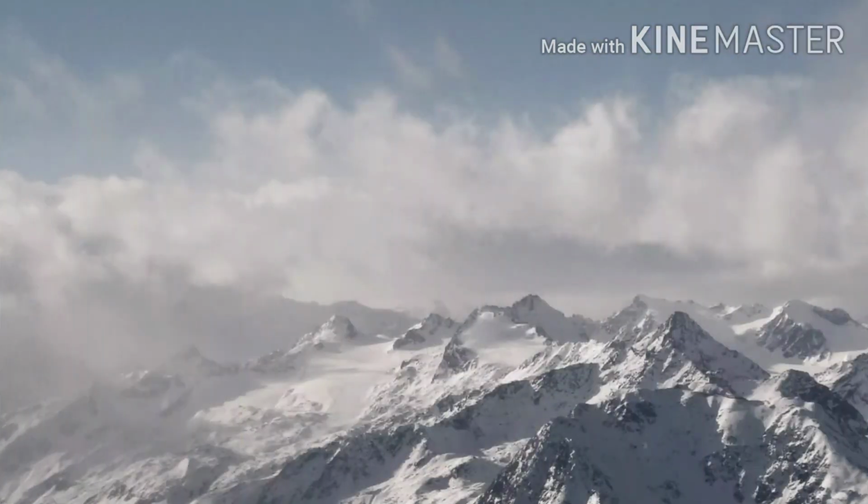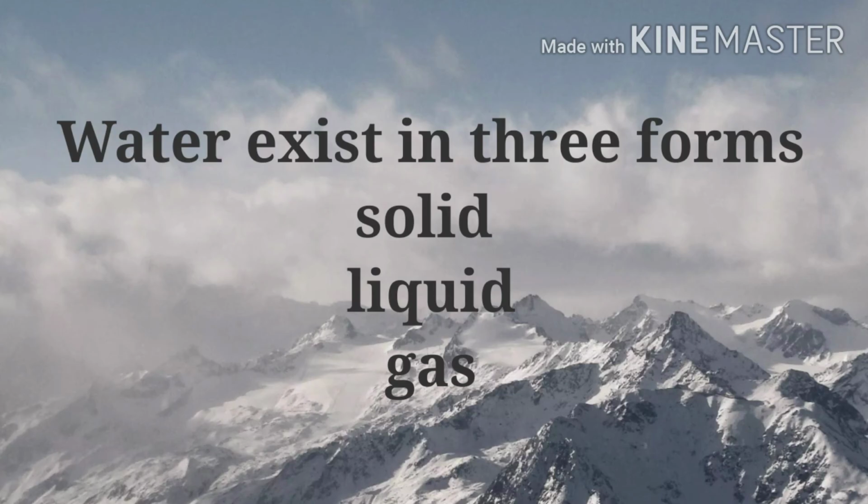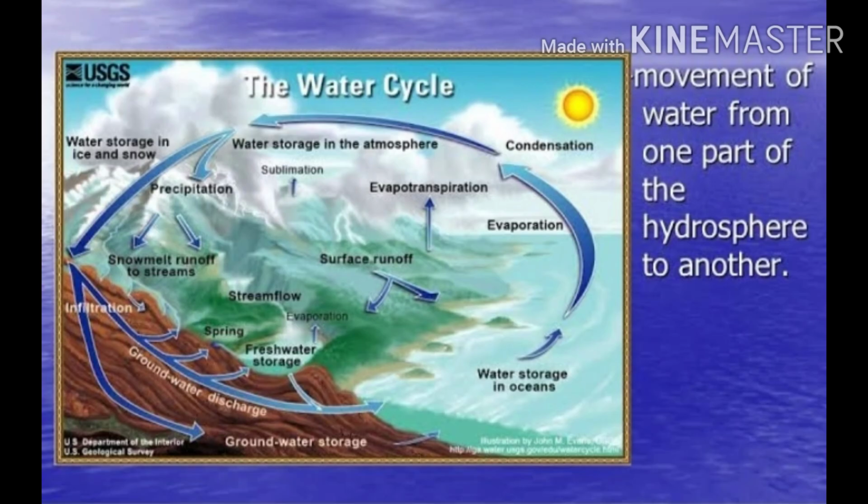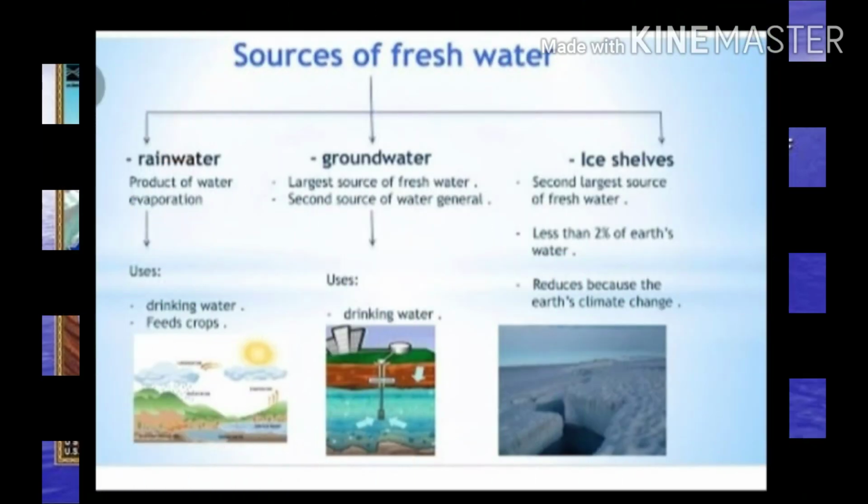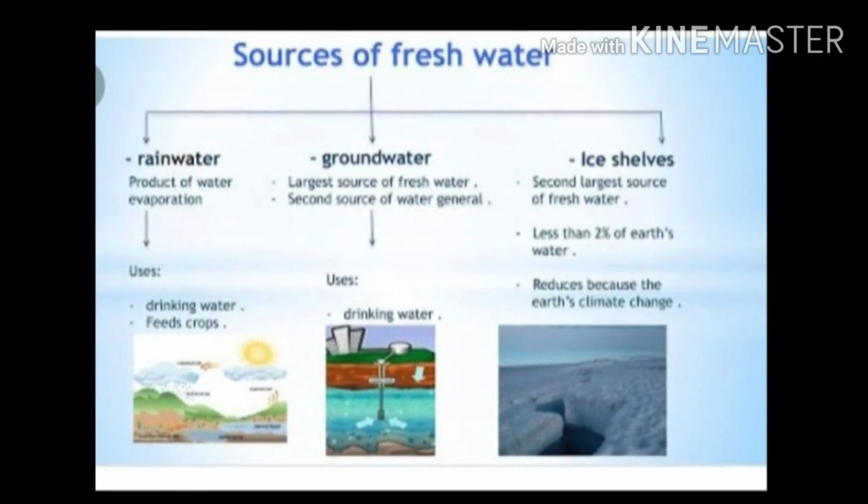As you know, water exists in three forms: solid, liquid and gas. Solid in the form of snow, liquid in the form of water in rivers and oceans, and gas in the form of water vapor in the air. We cannot drink the salty water found in the oceans or seas. So the only thing that remains is rain water, as it is the only source of fresh water, and that is why we need to preserve fresh water.